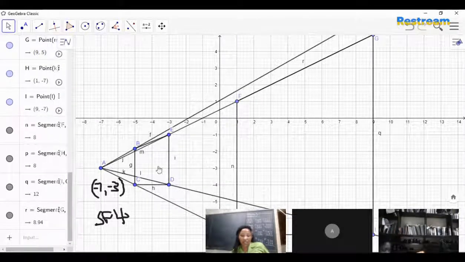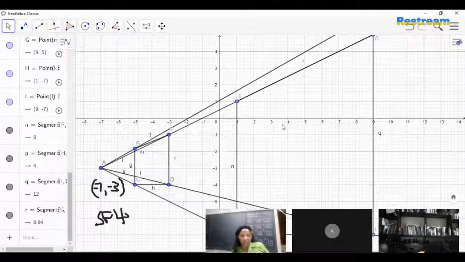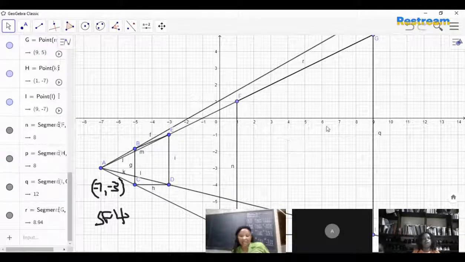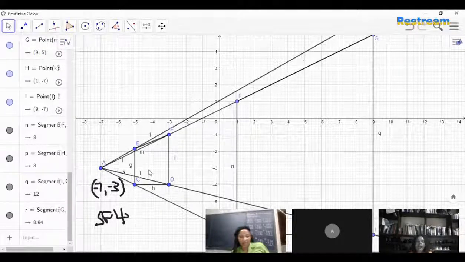Oh, back. Okay, so this is our original trapezium, and we have enlarged it. The center of enlargement was -7, -3. From the center, all lines go out, radiating. And this trapezium is how many times the area of this one?